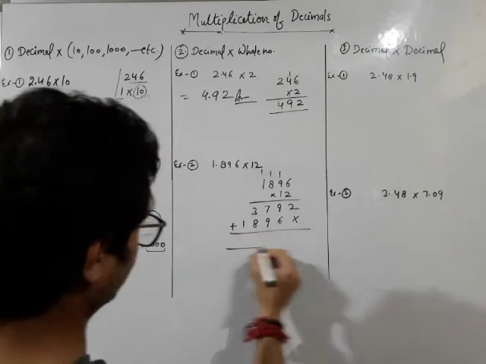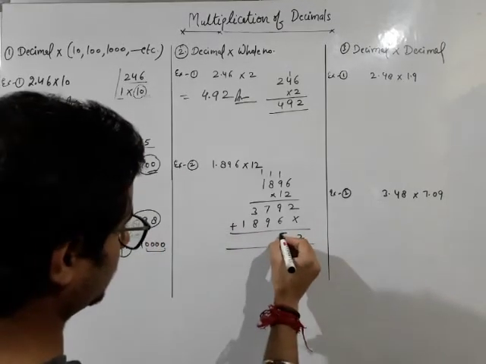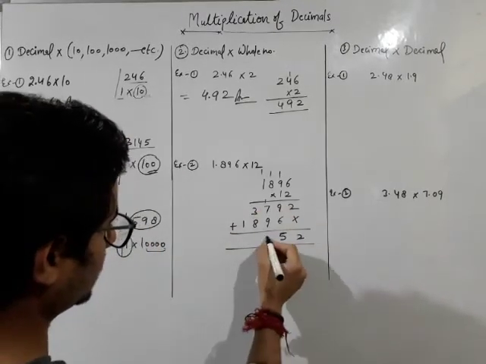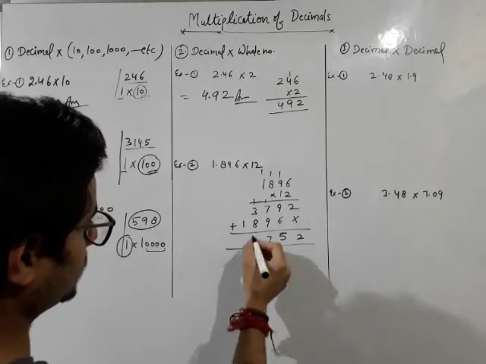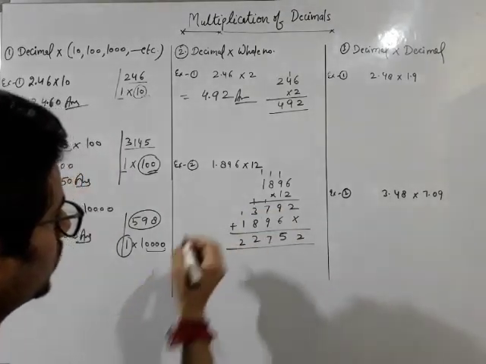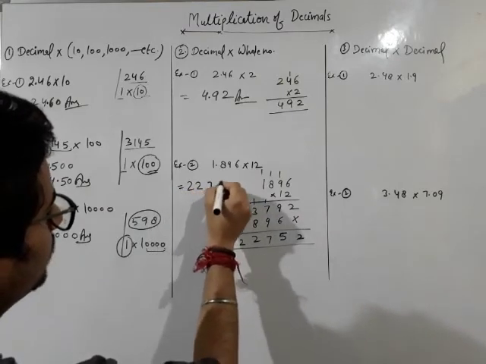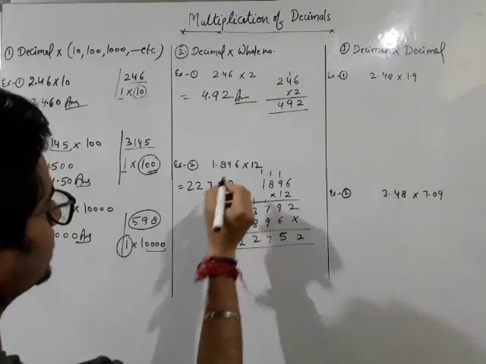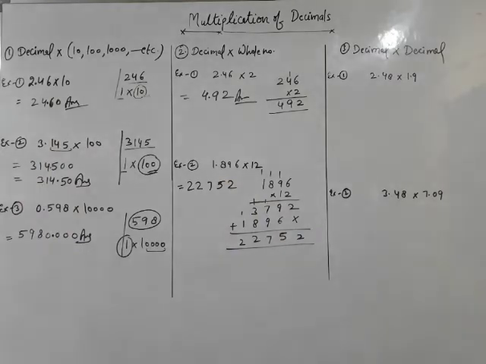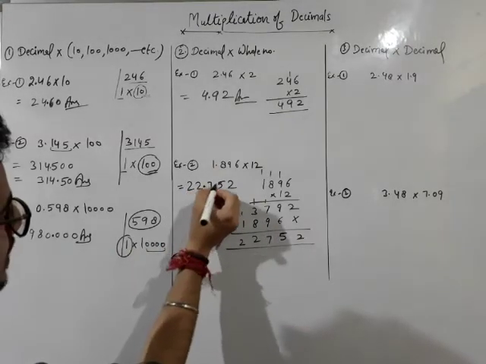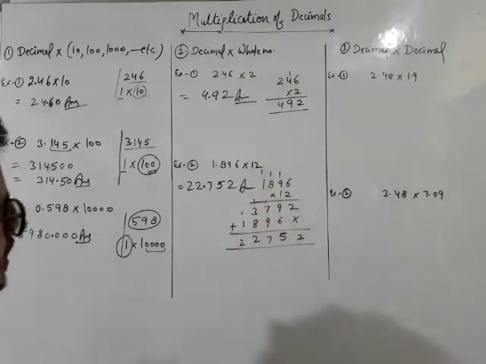Now we will add them. 2, 15, 17, 12 and 2. So the final answer will be 22752, but still it is not the final answer. We have to place the decimal point. The decimal point is placed after 3 digits, so we will put our decimal point here. It will be our final answer.